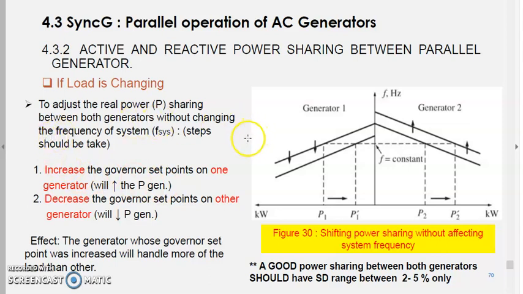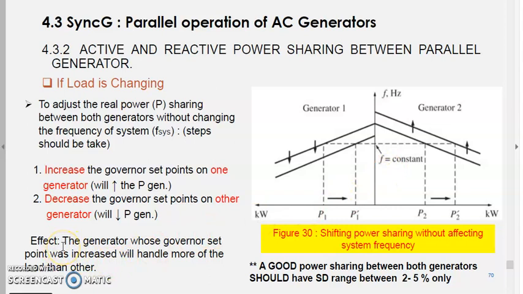So to adjust the real power sharing between the two generators, we have to maintain the frequency. Steps to be taken: set the governor set point of one generator. Increase the set point, let's say we increase generator 2, and decrease the governor set point on the other generator. So we play around between the two generator set points. Either we increase on one side and decrease on the other, so we can manipulate the power sharing without affecting the system frequency. This cross line here is the system frequency reference. We increase or reduce the set point on either generator while maintaining the frequency set point. So F is constant.